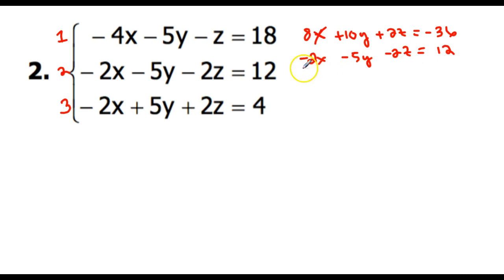I'm just going to add straight up and down there. And this gives me 6x plus 5y. The z's cancel, which is what I wanted. And that all equals, no, not a positive, but a negative 24. This is, we'll call it equation 4.